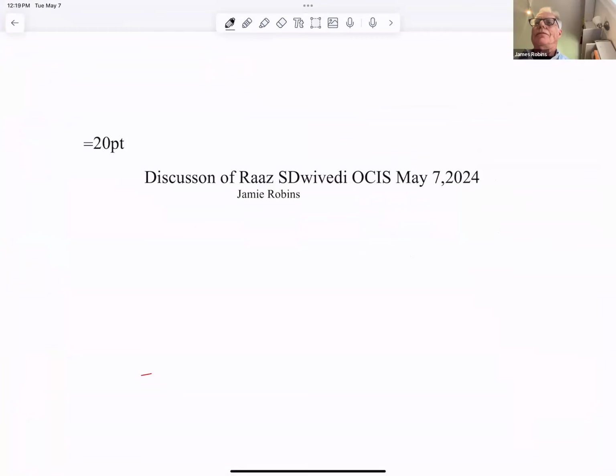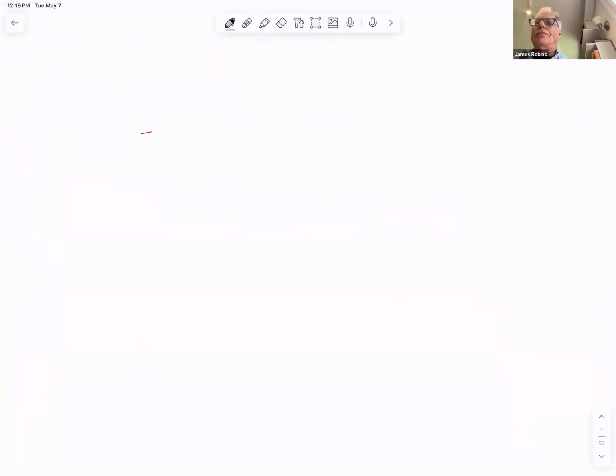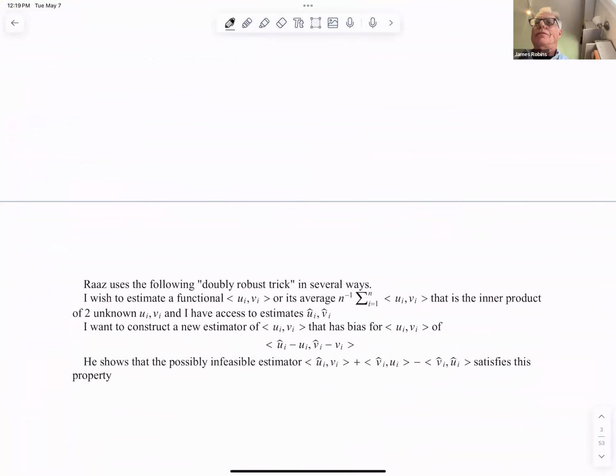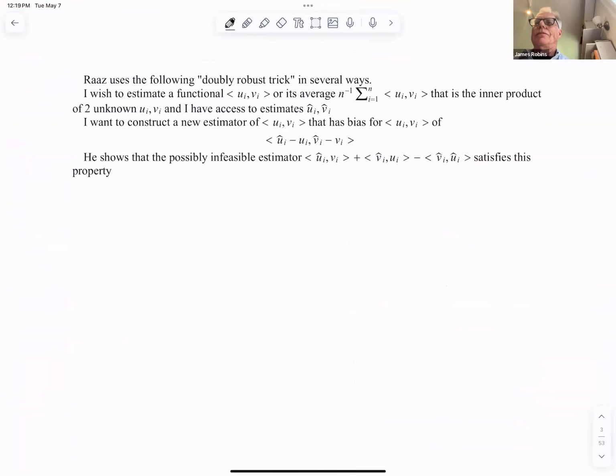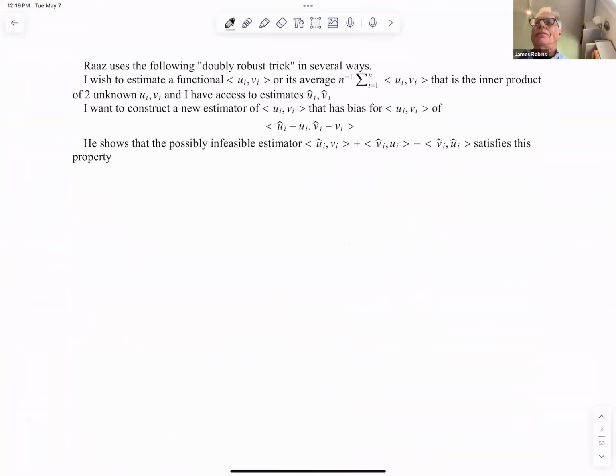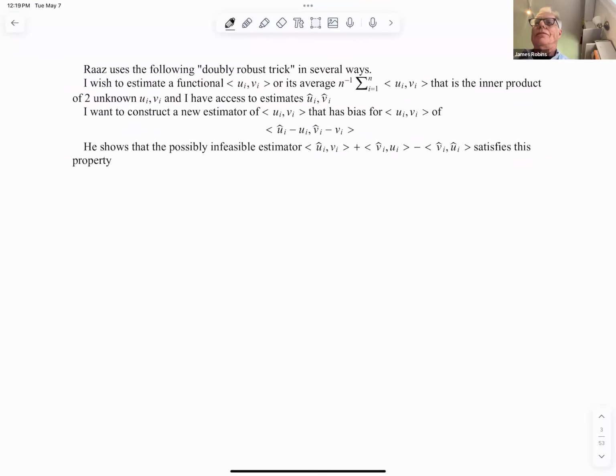It's a pleasure to discuss Raaz's talk, which I thought was really great. So here's what I'm going to do. I will concentrate on that which I know, which is something about double robustness. All the miracles of factor analysis I don't know about. Raaz uses the following doubly robust trick several ways, and I want to try to understand a little more about this trick and what it has to do with the way we usually think about double robustness.